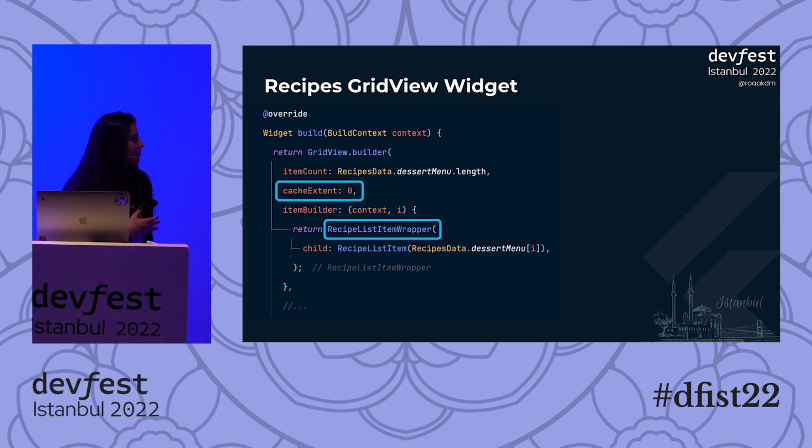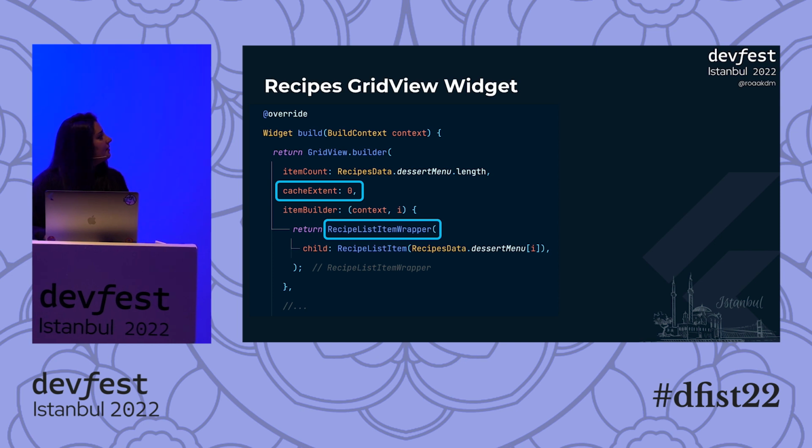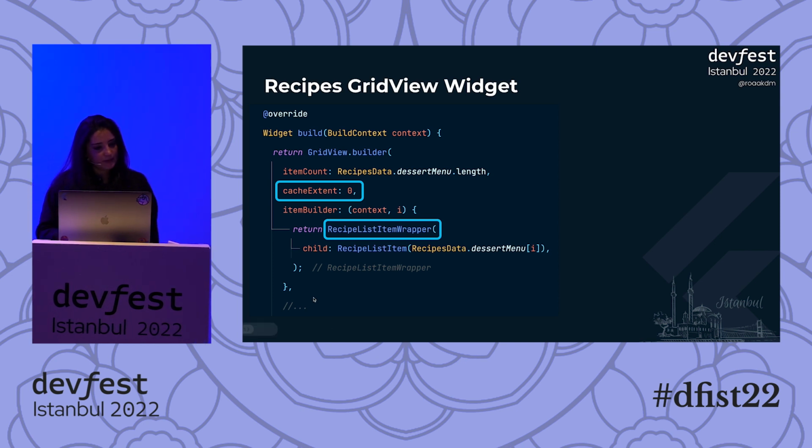Okay, you see a grid view, but the item count is 1 for small screens, so that it becomes a list, and 3 or 4 for big screens. And it returns the recipe list item wrapper. This is where all the animations are happening. Also, quick note, you have to set cache extent to 0 to make the animation run as soon as the widget gets into screen. Otherwise, Flutter does some calculations and the cache extent might not be 0, so it might run a little bit before it's into view.